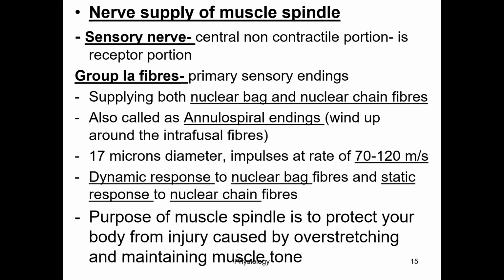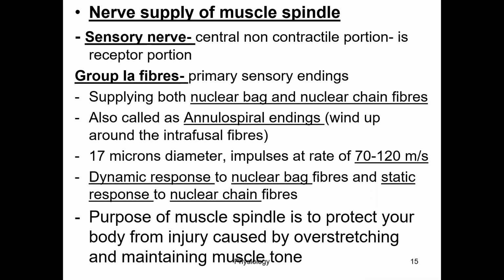So let us see the nerve supply of the muscle spindle. The muscle spindle is made up of intrafusal fibers surrounding the extrafusal fiber. In turn, intrafusal fibers are made up of nuclear bag fiber and nuclear chain fiber. As you know, in the nuclear bag and nuclear chain fibers, the central portion is non-contractile. It is also called the sensory component, the receptor component. That means it has a sensory nerve, because it is a receptor.